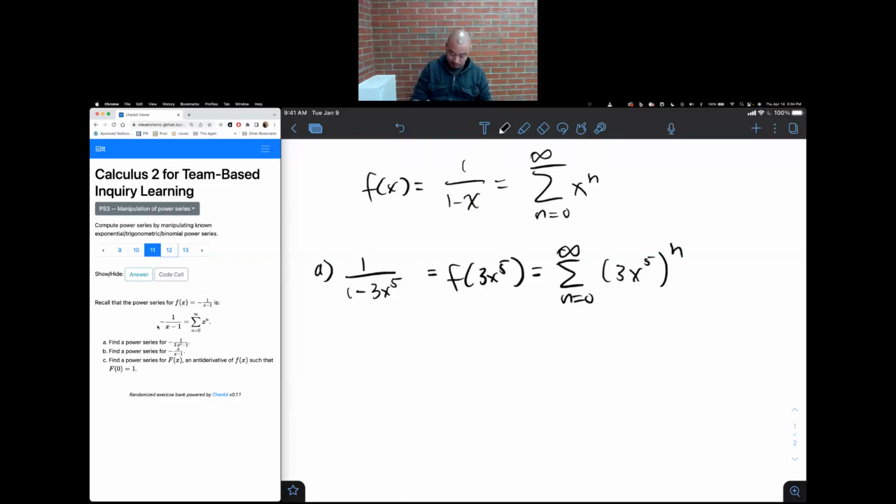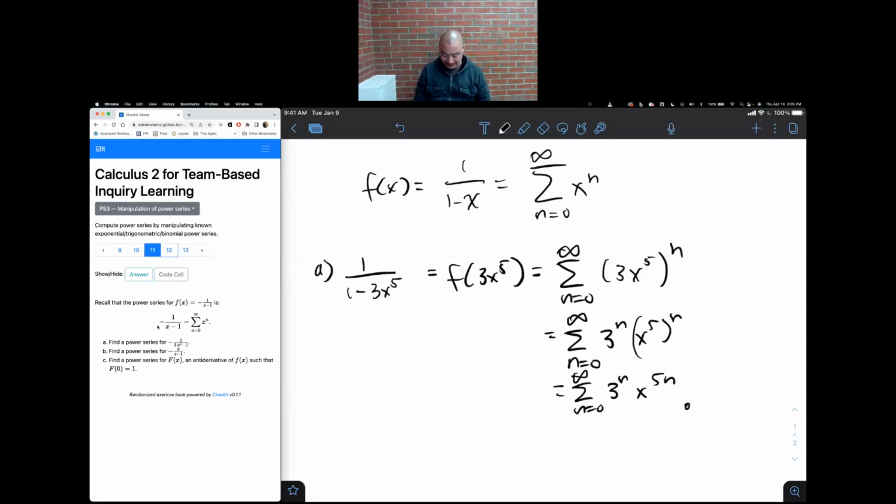But to give it more the form of a power series, we could also say that that is the sum from n equals 0 to infinity 3 to the n x to the 5 to the n, which we could further massage into 3 to the n x to the 5n. And that would give you a power series representation.